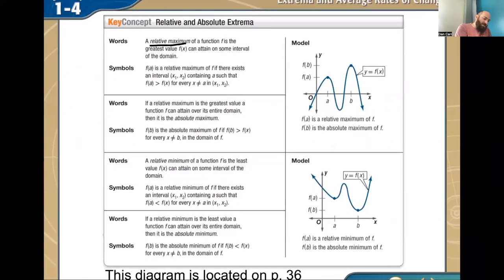A relative maximum of a function is the greatest value it can attain on some interval of the domain. In this case, we have a relative maximum here and here. It's basically the top of the hill for that maximum. If a relative maximum is the greatest value a function can attain, it is also called the absolute maximum. For example, this one is an absolute maximum because that's the highest the graph goes. These are both considered maximums, but they're both relative maximums, whereas this is an absolute maximum when I look at that one right there.